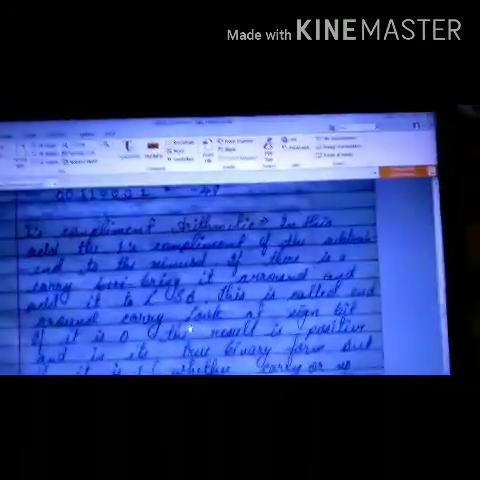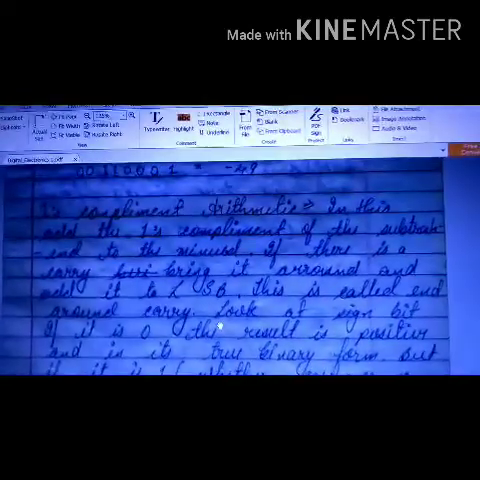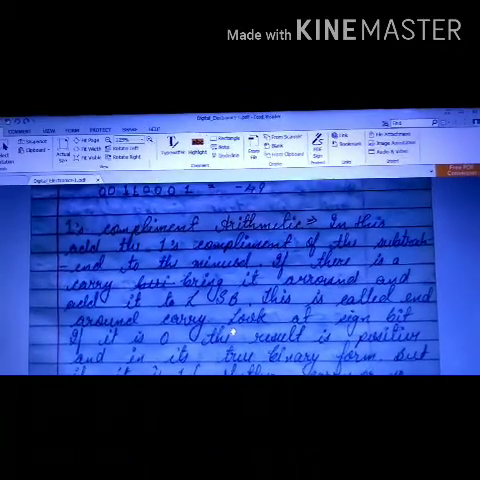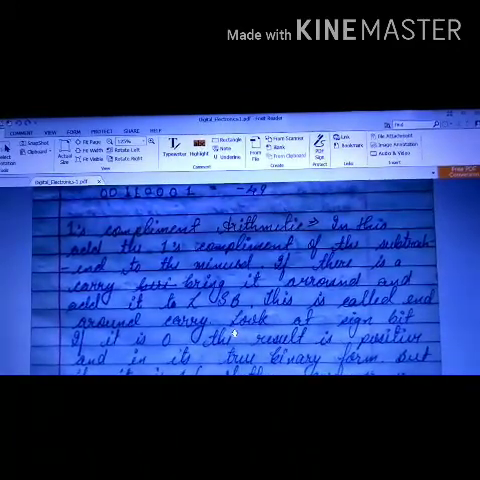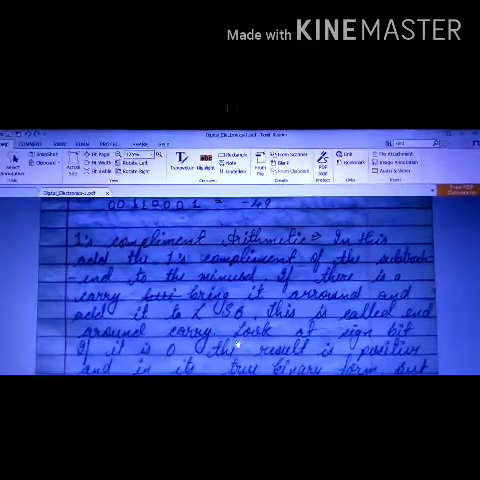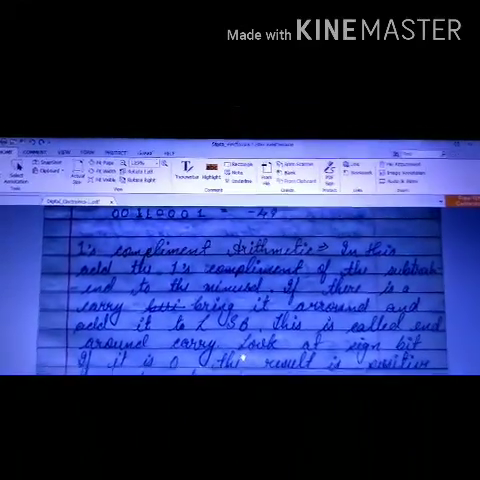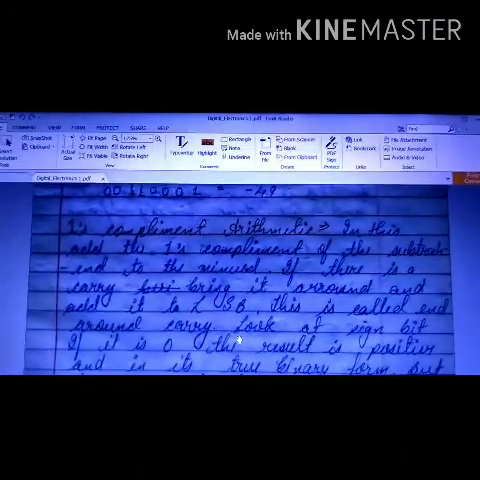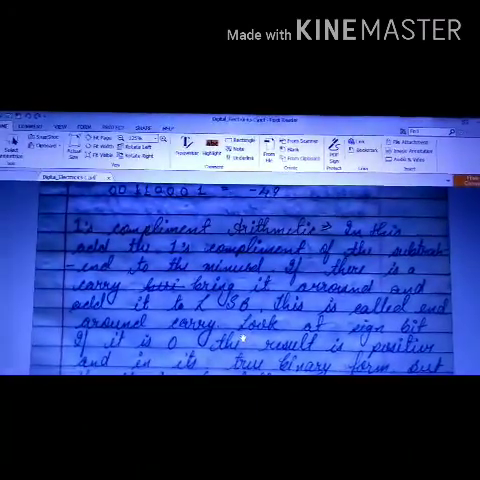Now there is 1's complement arithmetic as well. In this, add the 1's complement of the subtrahend to the minuend. If there is a carry, bring it around and add it to the LSB. So it is very similar to 9's complement arithmetic. And previously, 2's complement arithmetic, which we have seen, was similar to 10's complement arithmetic in decimal.